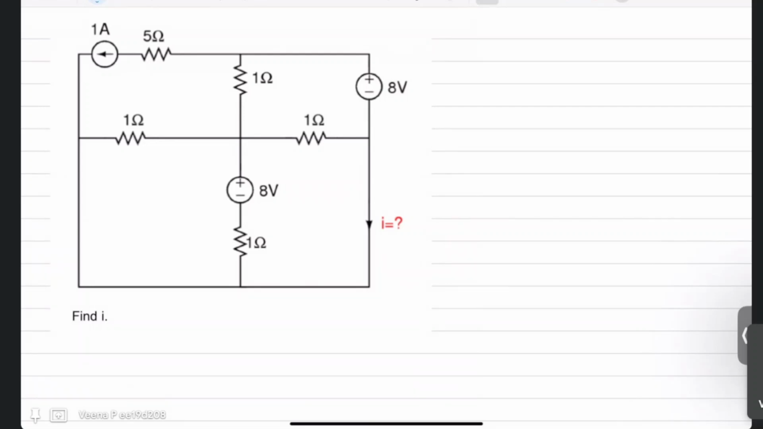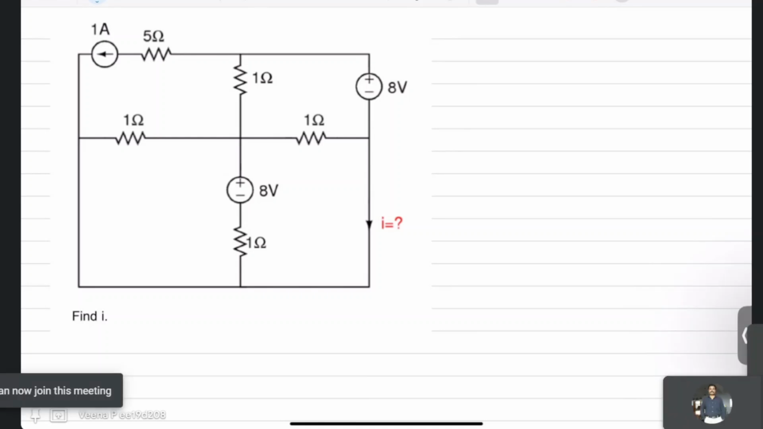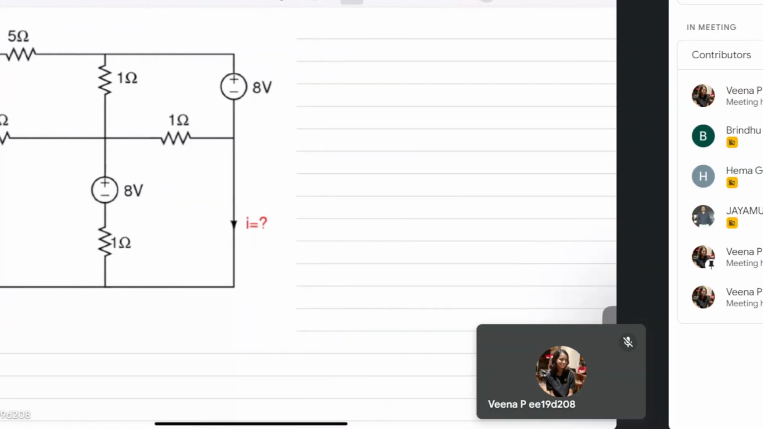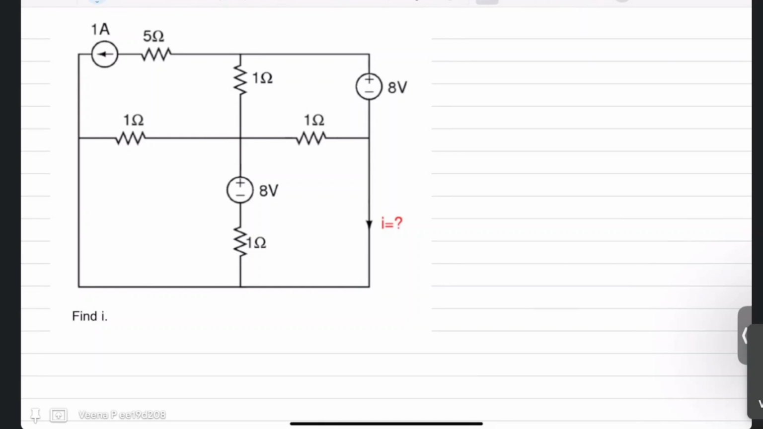So we move on to the next problem. You're asked to find the current I in the given circuit. I wanted to revisit the superposition principle while solving this problem.